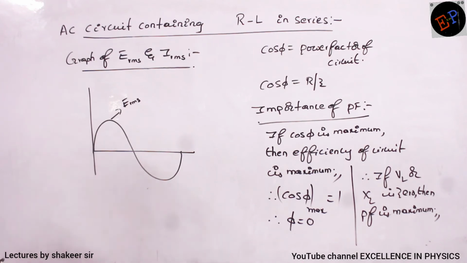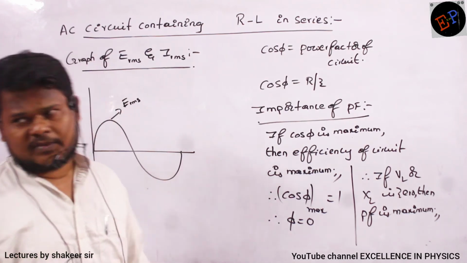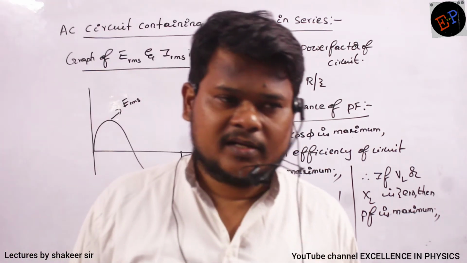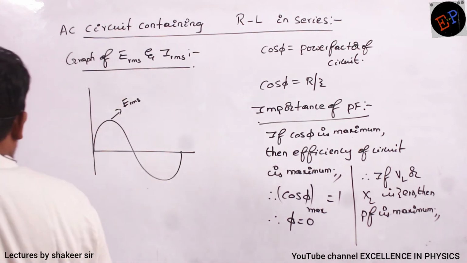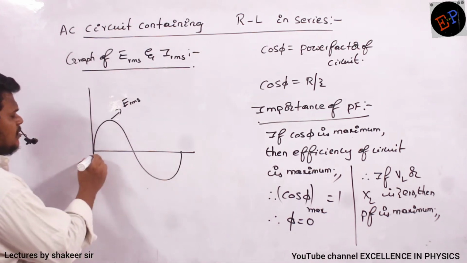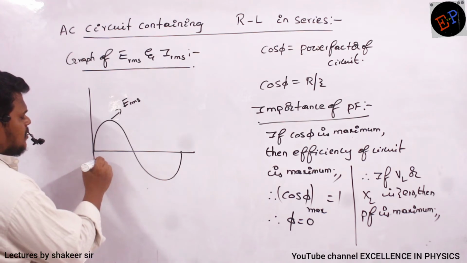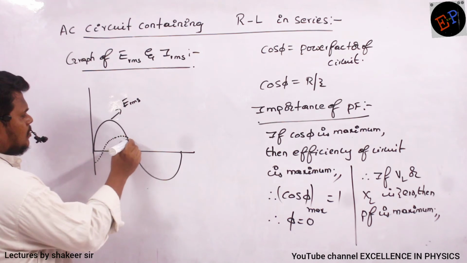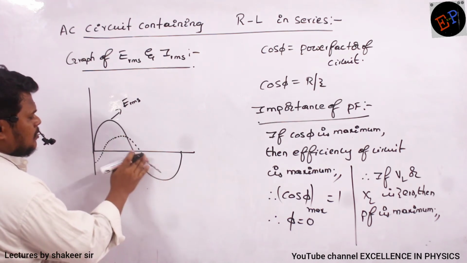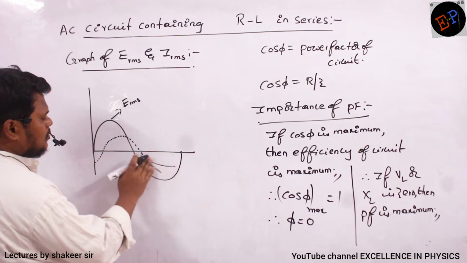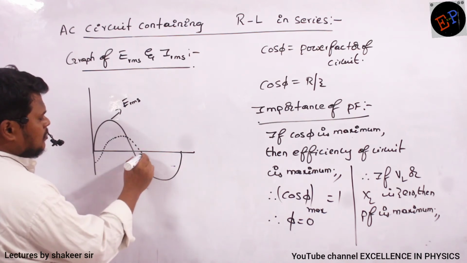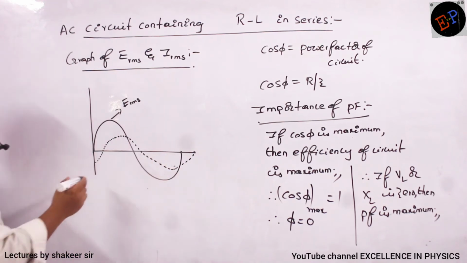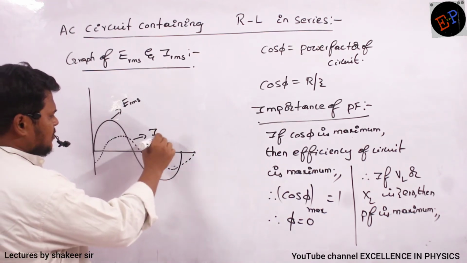Cheppandi. So in the case of an inductive circuit, is current leading voltage or voltage leading current? Voltage is leading current, no? So in the diagram also I should represent it like that only. Are you able to understand? How can I draw? I can draw like this. Clear? So this is ERMS and this is IRMS.